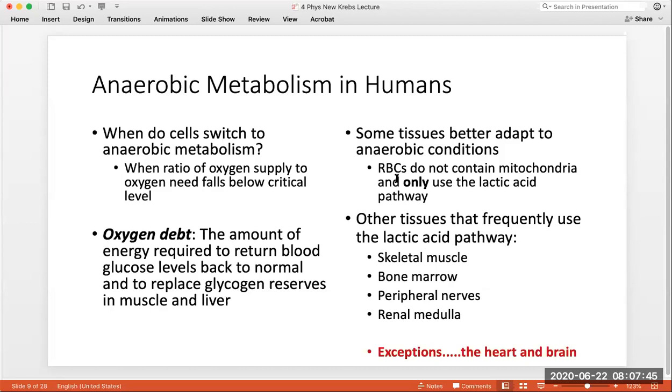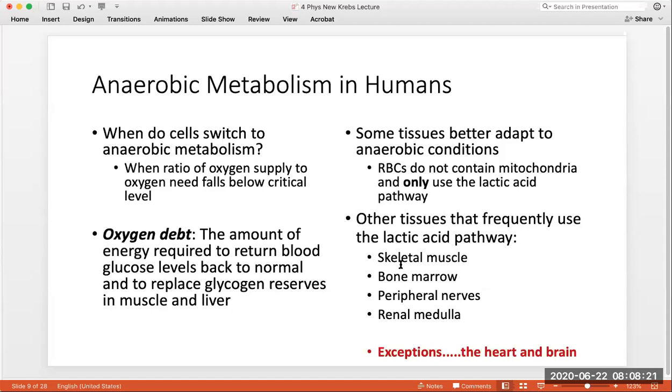So if red blood cells don't have any organelles, they don't have mitochondria, and this is where the reactions of Krebs cycle and electron transport system take place, which is where oxygen is used to make ATP. Red blood cells don't have that, so the only way they can make ATP is via the lactic acid pathway or by anaerobic metabolism. Again, other tissues that will frequently switch between aerobic and anaerobic metabolism is skeletal muscle. Bone marrow can do this, peripheral nerves, and in the renal medulla, so the middle part of your kidney tissue.